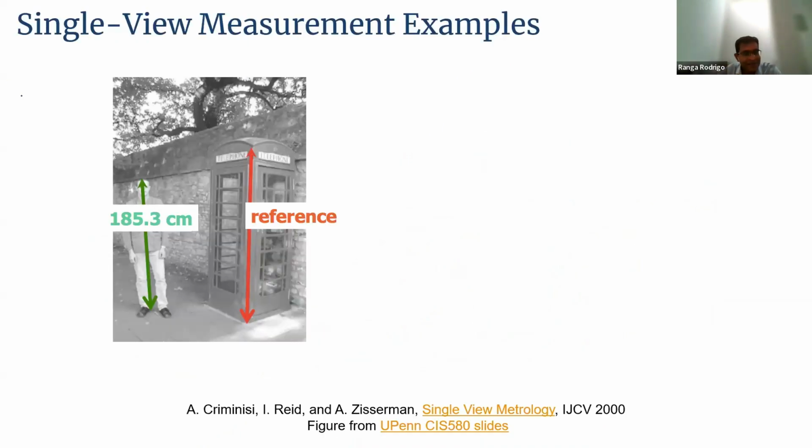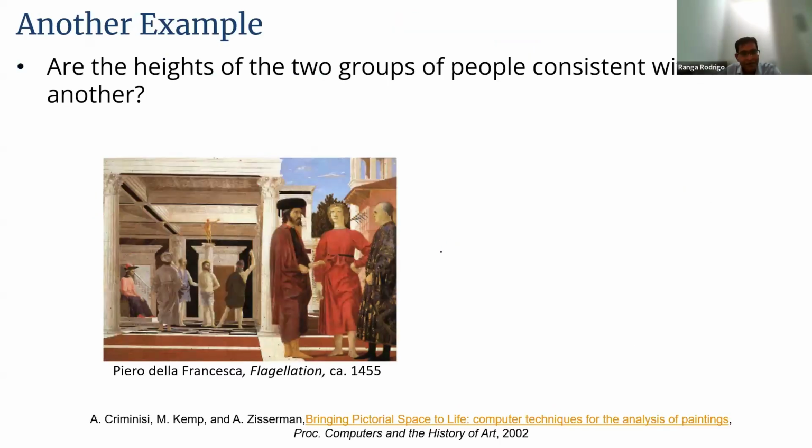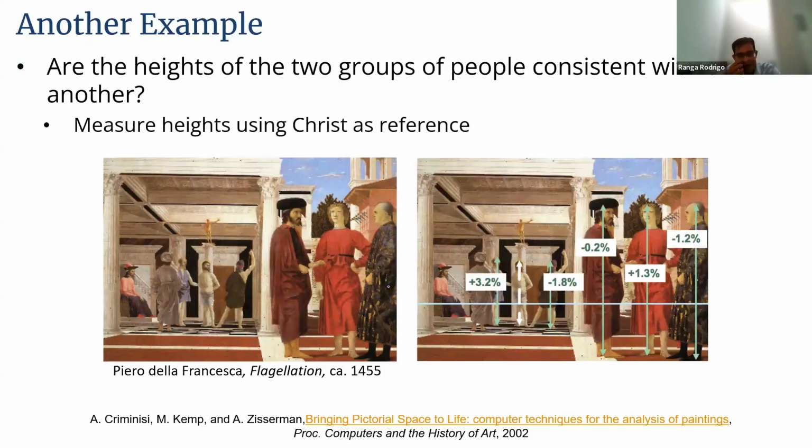So using this concept, if the reference is like this, you can find the height of this person and the height of this person and so on. So height in this old scene can also be found. Compared to the height of Christ, what are the heights of these people?